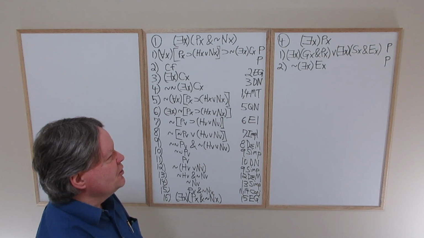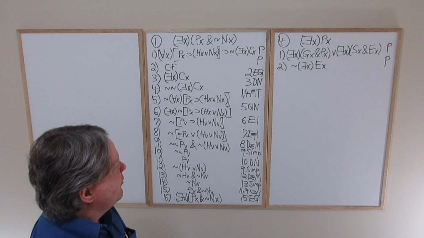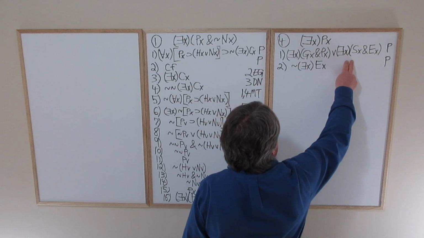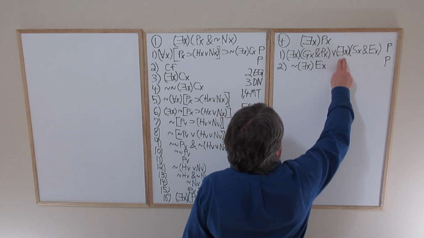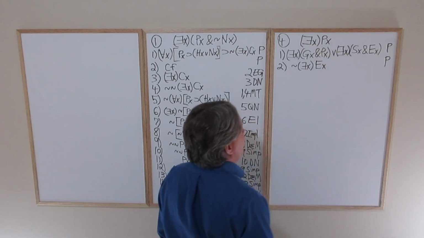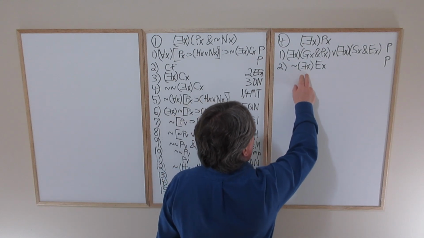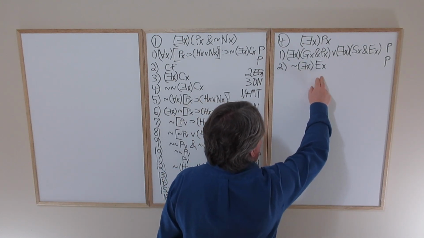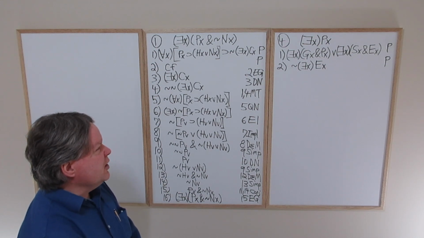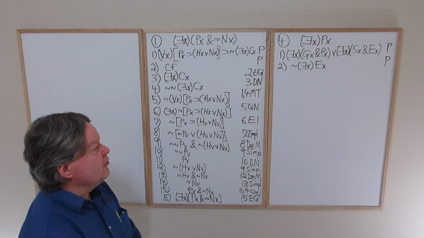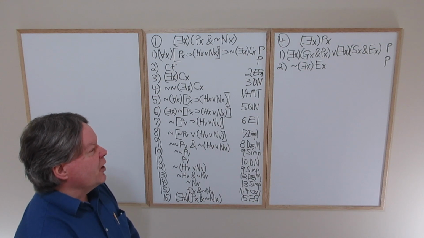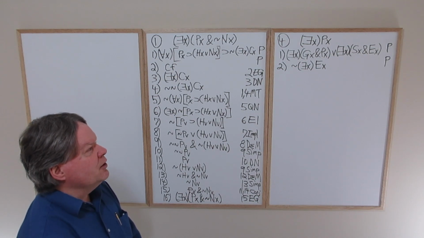Well, what other information do we have? The second line is close to the negation of the right disjunct. The right disjunct says there's at least one X such that X is a surgeon and endocrinologist. Line 2 says it's not the case that there exists an X such that X is an endocrinologist. So, in order to proceed, we're going to have to transform the information in line 2 so that it's the negation of the right conjunct. How are we going to do that?